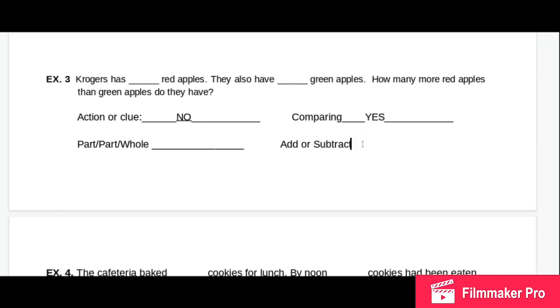Yes, this is a comparing problem where it says how many more. That's asking me to compare the red apples to the green apples. We know we have more red apples, but we want to know how many more. So this would not be a part-whole because it is a comparing problem. And then I'm going to answer if I'm adding or subtracting. I'm going to subtract because in comparing problems, we solve it using subtraction.